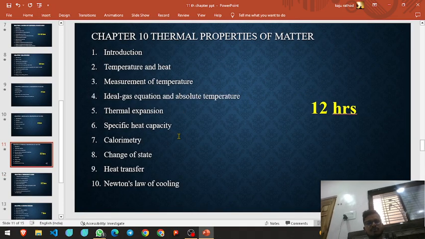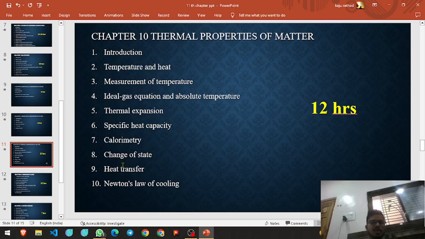Thermal properties of matter. Thermal means temperature. We are going to study the properties about the heating of matter. We are going to study temperature and heat, measurement of temperature, ideal gas equation, thermal expansion, specific heat capacity, calorimetry, and change of state of matter.